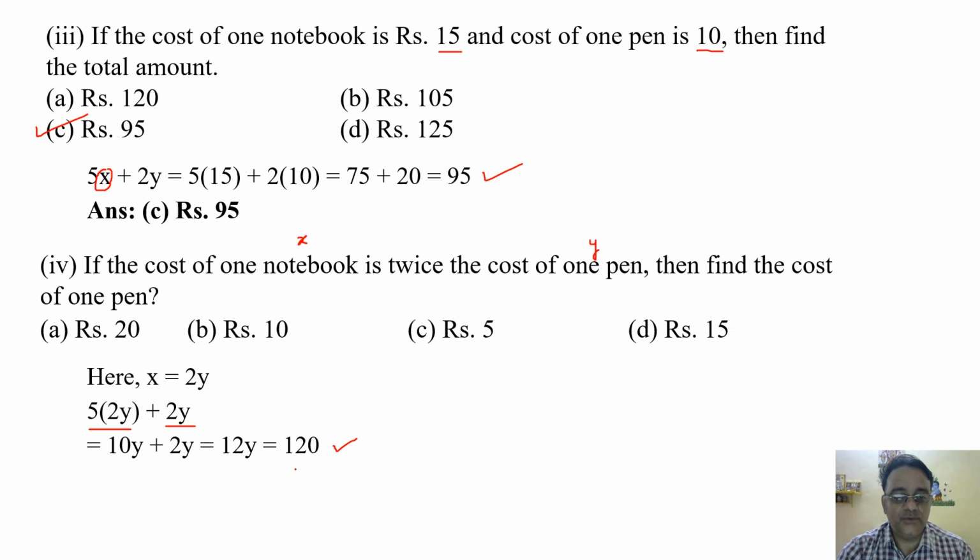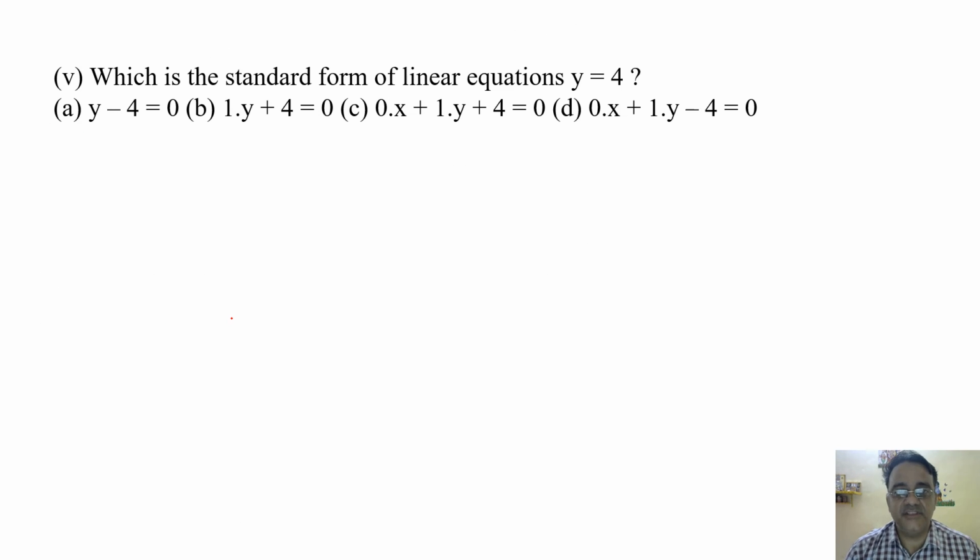We are getting y is equals to 10. So the correct option is option B. Right. Now the next question, which is the standard form of linear equation y is equals to 4. So y is equals to 4, we can write y minus 4 is equals to 0.